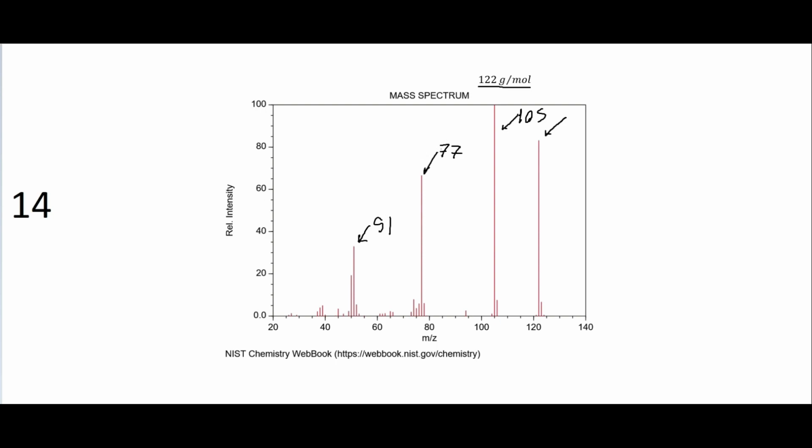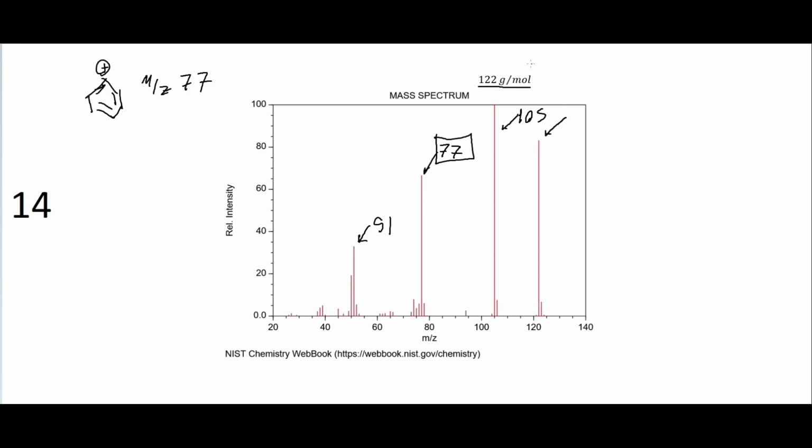So on here, the first thing I would notice, we have this 77. That is an indication that we might have a benzene ring. So the benzene ring ion is like this. We have our double bonds in it, and we have a positive charge on it. And this has an M over Z of 77.